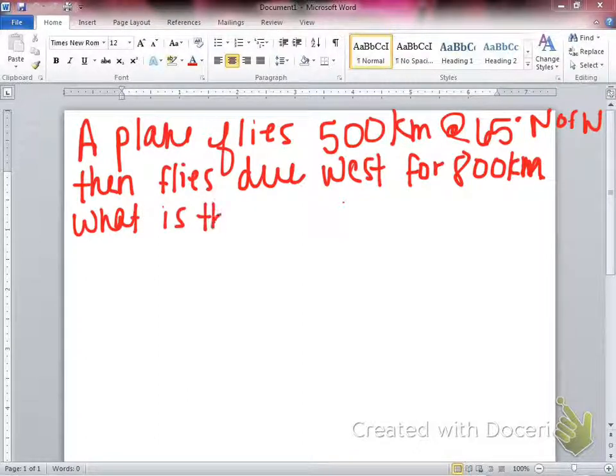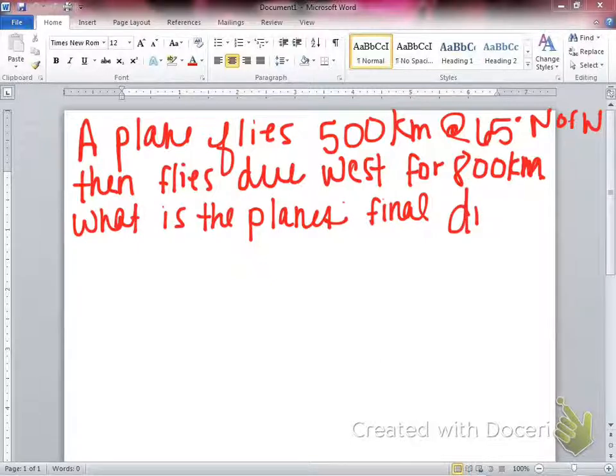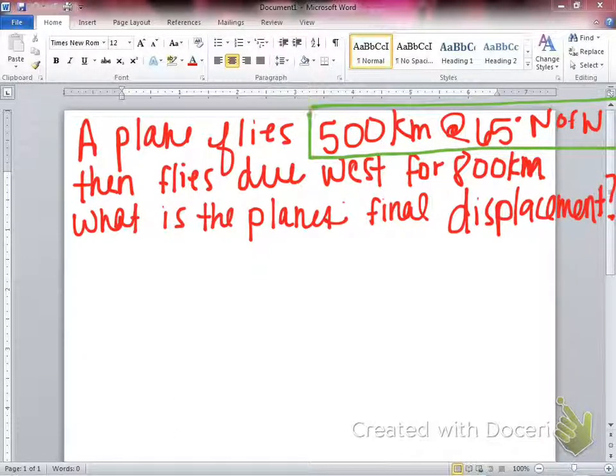What is the plane's final displacement? All right, so how many vectors are we working with here? 2 vectors. We have 2 vectors. Okay, our first vector we'll do in green. So here's our first vector right here: 500 kilometers at 65 degrees north of west.